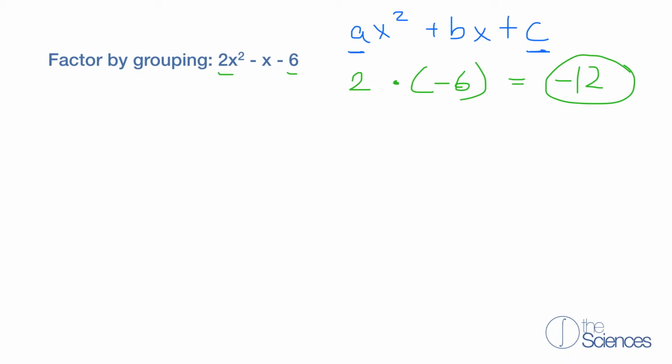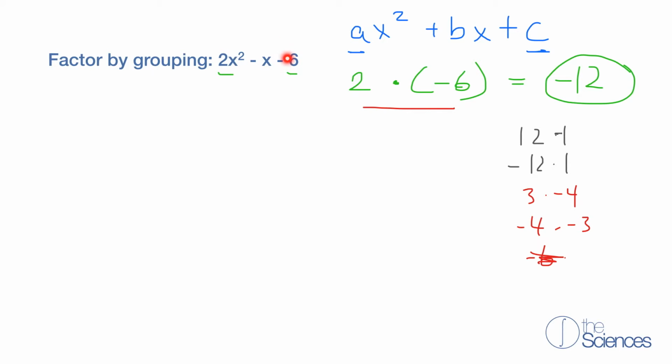So that could be 12 and negative 1, negative 12 and 1. It could be 3 and negative 4, or negative 3 and 4. It could also be negative 6, oh, but we have that here already, so we don't want that one. Negative 6 and 2.